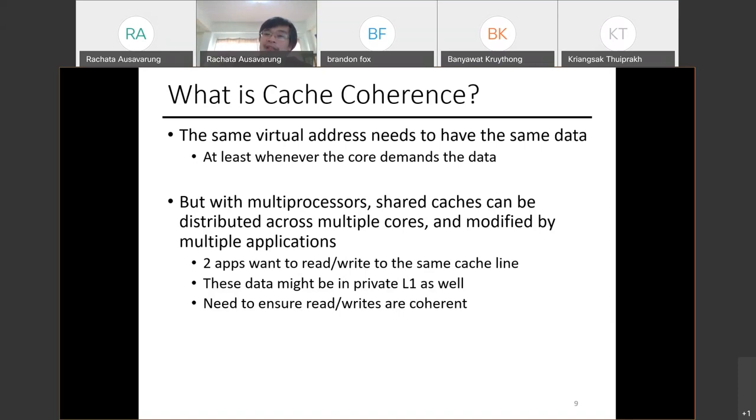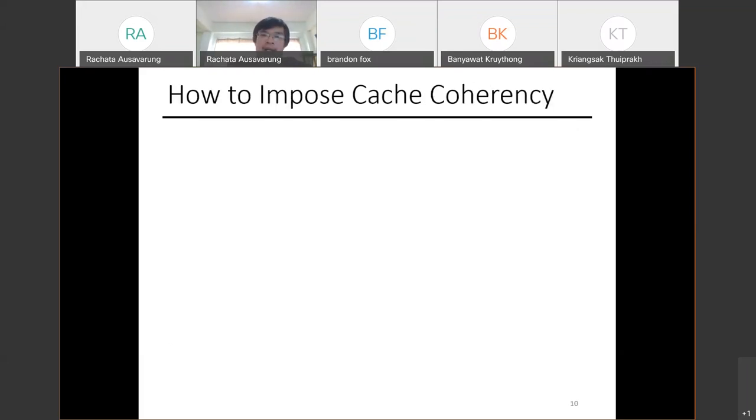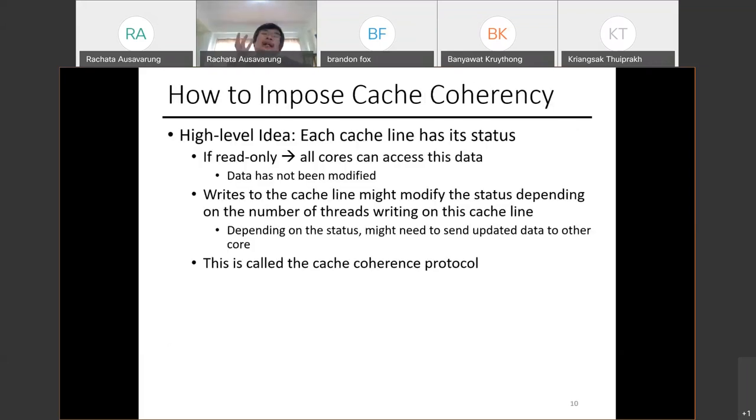And how can I invalidate the data that I have? So that's basically the question. How to maintain coherency? Basically, coherency means that I will be able to see the most updated version of my data when I'm looking at my private cache. So how do we impose this in a high level idea?